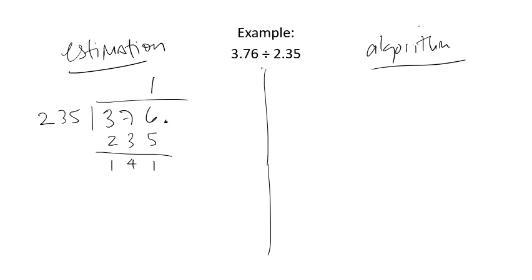I'm going to put in my decimal point. I'm going to put in this 0. And so now these 141 units, I'm going to break into 1,410 tenths pieces. And that's what this decimal point does. It now lets us know that we're refocusing, we're regrouping from units, from ones into tenths. So 235 will go into here 6 times.